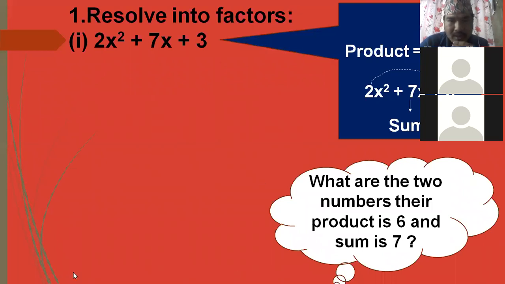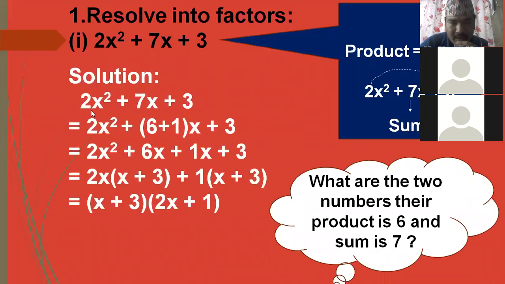Very good. Now look at that. I am going to show you here. In place of 7, we have written 6 plus 1, and remove the bracket. Then 6 into x, 6x, and 1 into x, 1x. Now, how many terms are there, children?